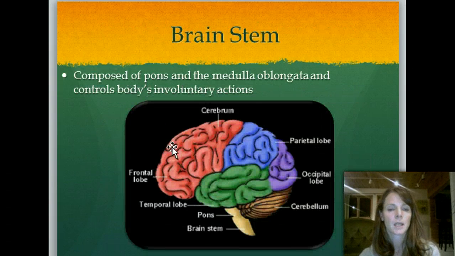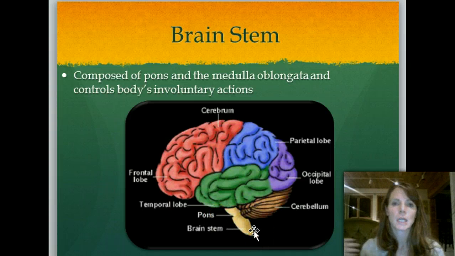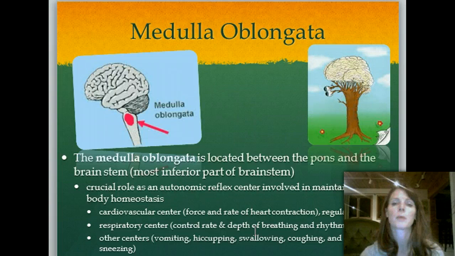Still important. Okay, the brainstem, right down here, is composed of the pons and my favorite term, the medulla oblongata, and it controls the body's involuntary actions. So if you sever the brainstem, like maybe you're in a car accident, you cannot live because your body's involuntary actions are those actions that allow us to breathe and our heart to beat, okay? So it's a very vital part of the brain, like everything is, but this is one part that if it was severed or there's any trauma to it, you might not survive.